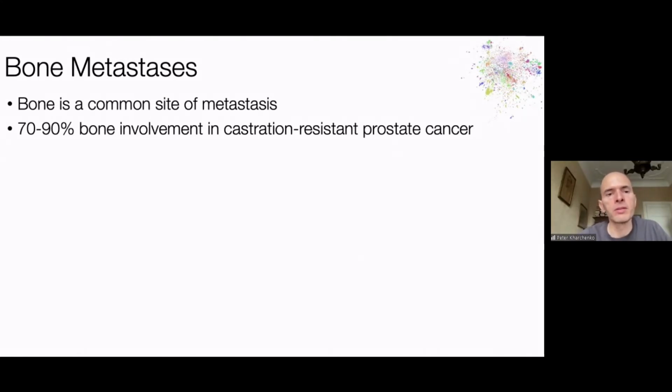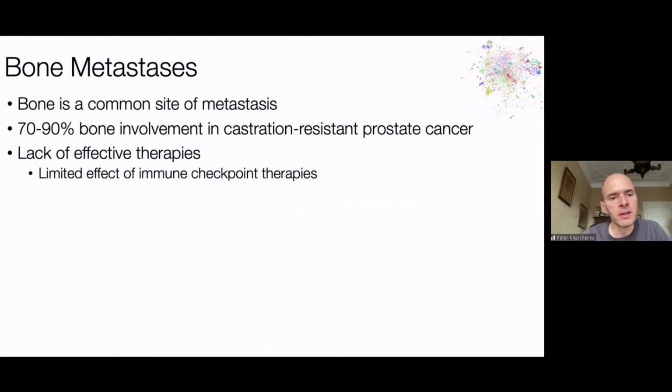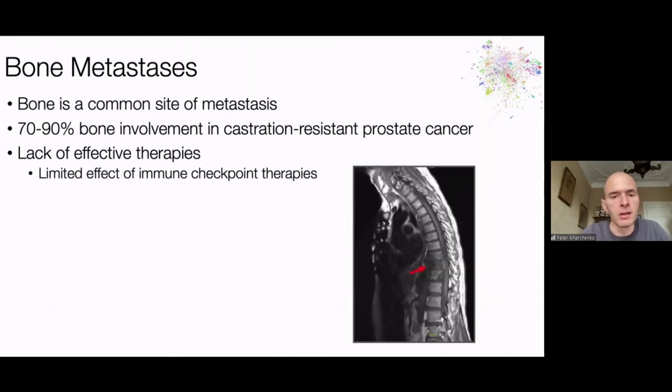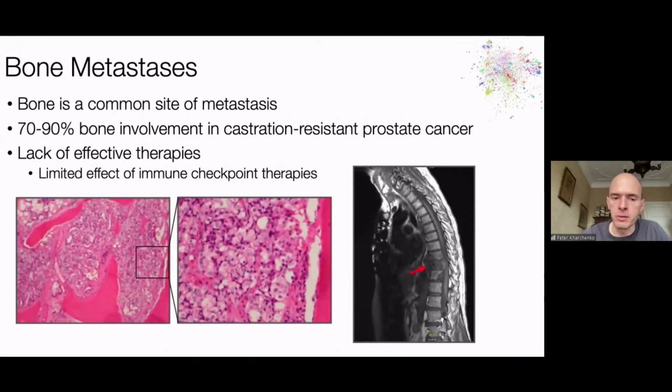This is a prostate origin metastasis. So in castration-resistant prostate cancer, metastasis to the bone is nearly a universal feature that occurs in 70 to 90% of the patients. Unfortunately, there are no effective therapies at this point. And recent studies of immune checkpoint therapies have shown limited effect. It's also a poorly studied tissue because the material is pretty hard to get. We teamed up with surgeons to take advantage of rare spinal decompression surgeries to get fresh samples and dissociate them and perform single cell analysis on them.